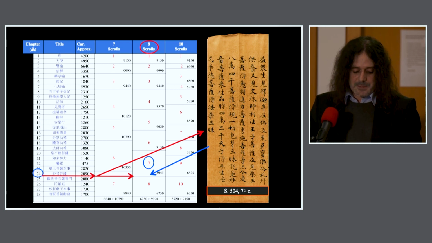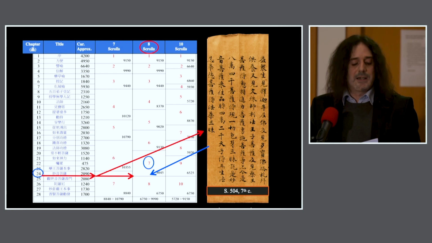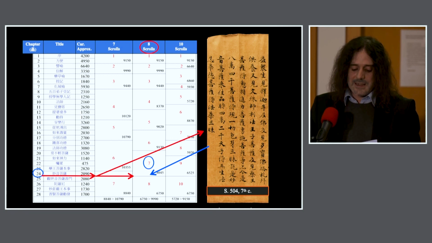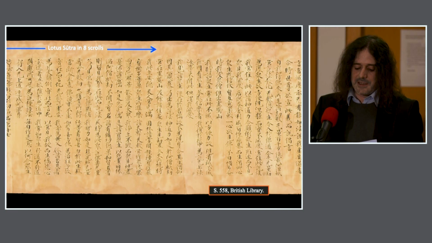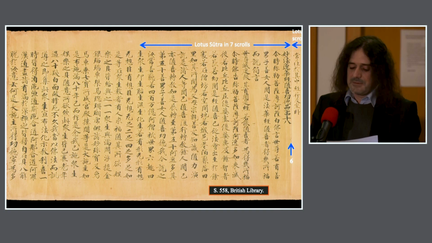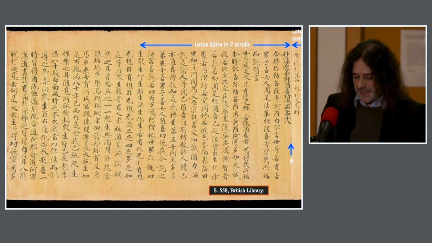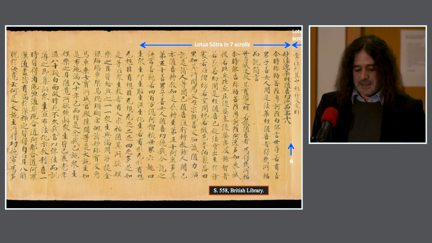So manuscripts providing evidence of eclectic assembling of different standards are not uncommon in Dunhuang and should be analyzed to get more information on this topic. Here you have another example from the British Library, but I am not presenting it today.